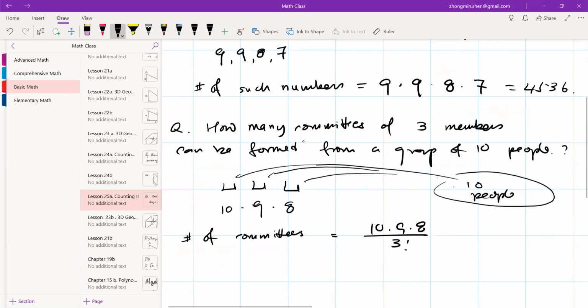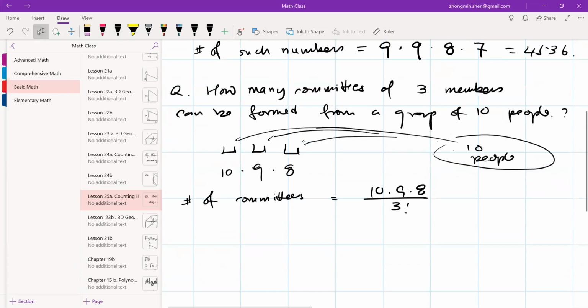But you want to form a group, you find out many of such arrangements will come to the same group. We make the same group, as a committee. So how many? Actually, there are 3 factorial, which is 6. There are 6 arrangements corresponding to the same group because when you permutate them. So that's the reason you divide by 3 factorial.